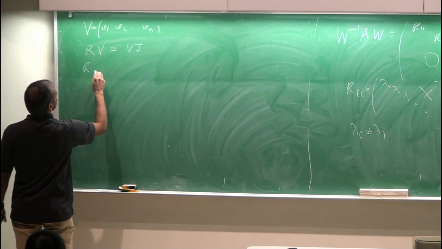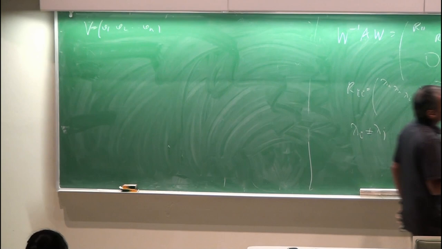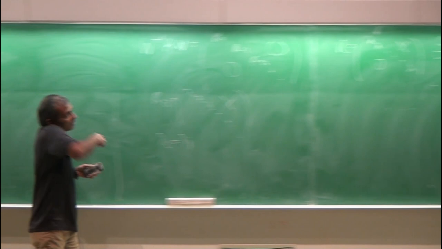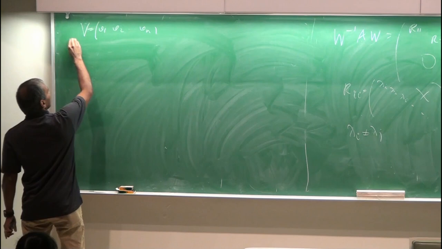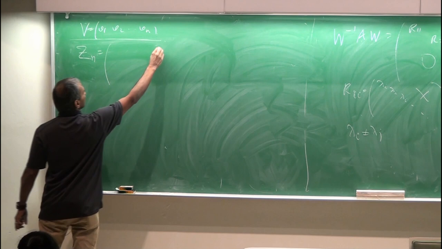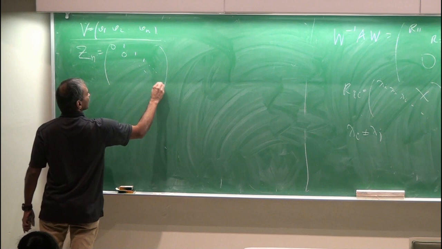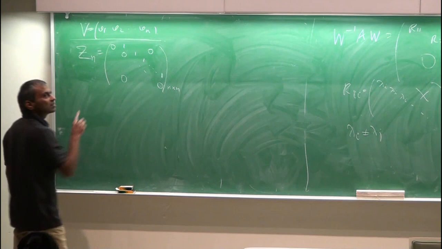I'm going to be a little bit careful and more specific. I need to be less cavalier about these ones and zeros, because I need them in the calculation. I have to figure out what they mean, so I'm going to be a little bit more explicit and define an extra notation. I'm going to define the matrix Z of n to be this shift-up matrix that I talked about before, with zeros everywhere else. This is an n by n square matrix. It's got zeros in the main diagonal and ones in the off-diagonal.